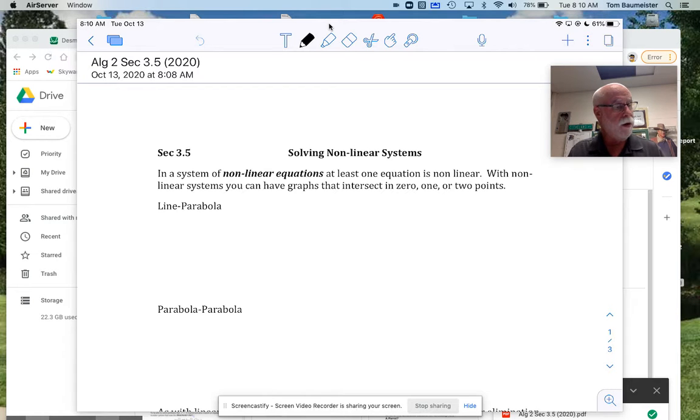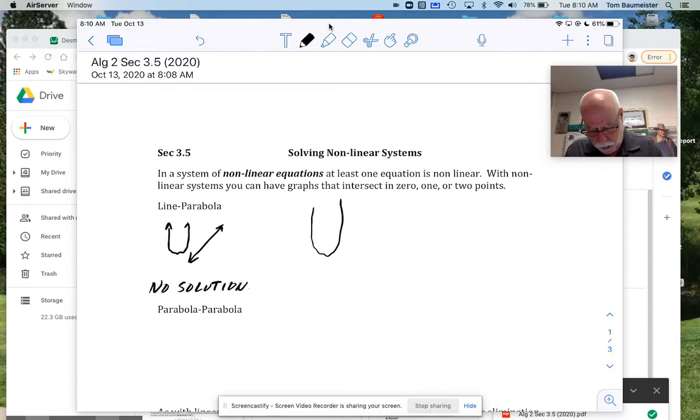So let's say we have our line and parabola. Here's our parabola, and here's a line. Notice on these ones here, they're not intersecting, so there would be no solution. All right, if we have one that goes up and the line is tangent to it, that means that the line touches it in 1 point. There will be one solution.